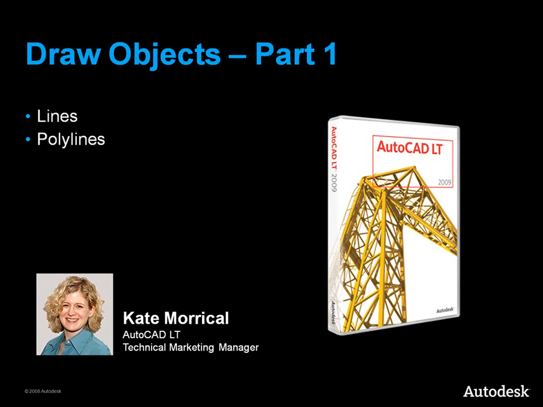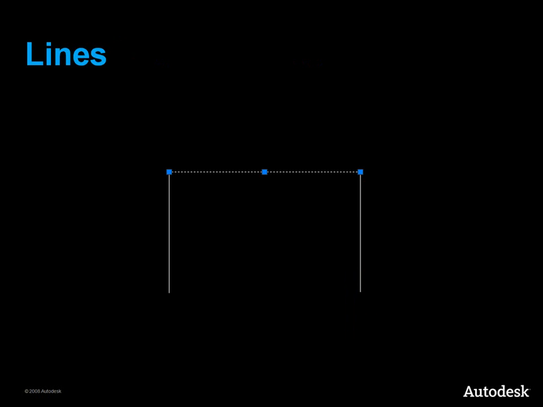This video will show you how to create two basic object types in AutoCAD LT, lines and polylines. Let's start with the line command. Lines are among the simplest objects that you can create in LT.